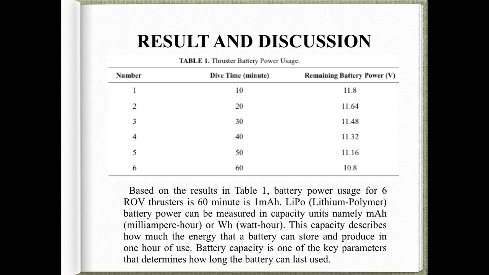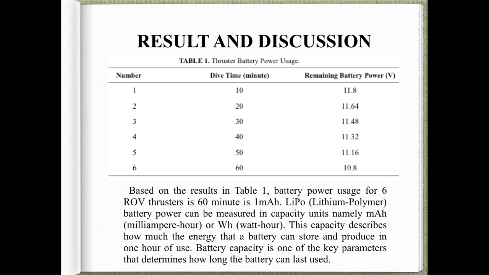The result and discussion, we have two tables. Table 1 is thruster battery power use. Number 1 until 6, dive time in minutes, 10 minutes until 60 minutes, and the remaining battery power 11.8 until 10.8, the thruster battery power use.